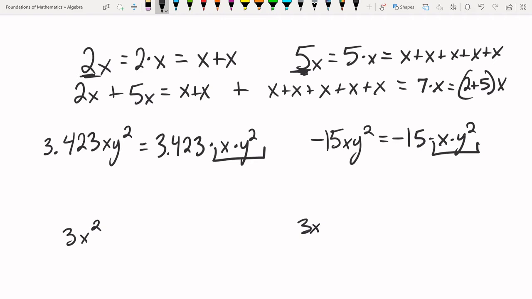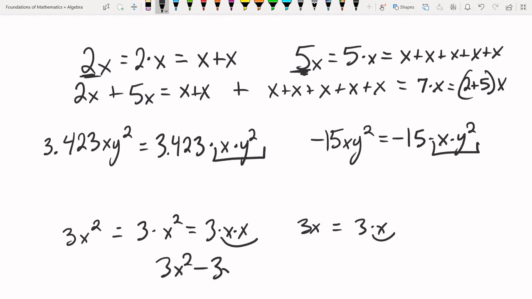Now the next two, 3x squared and 3x. This is really just 3 times x squared, which you can think of as 3 times x times x. And the 3x is just 3 times x. You can see fundamentally the variable part is different. Therefore, these are not like terms. So if I was to do something like 3x squared minus 3x, I could not combine these things. I would have to just leave it in this expression.